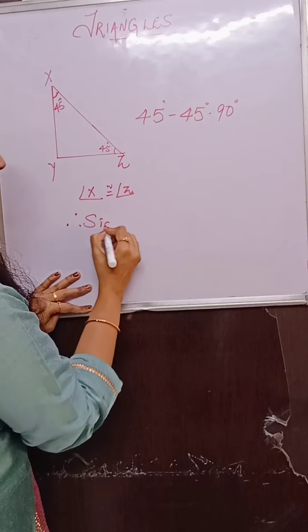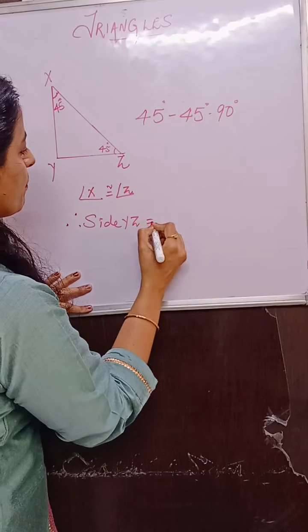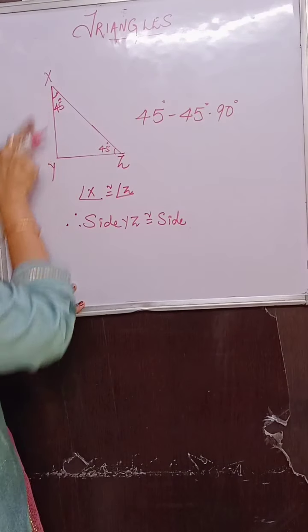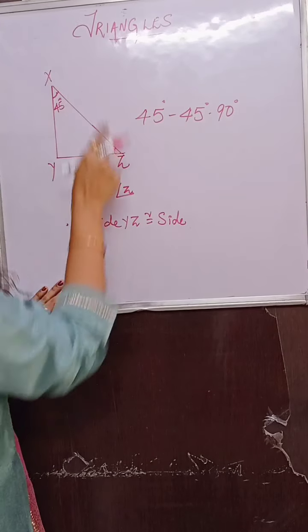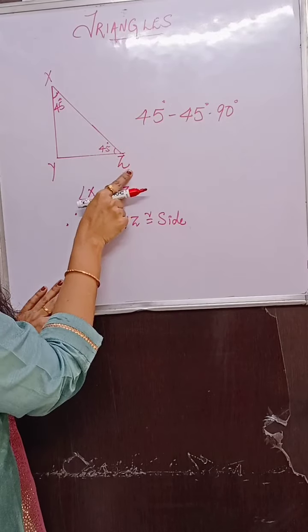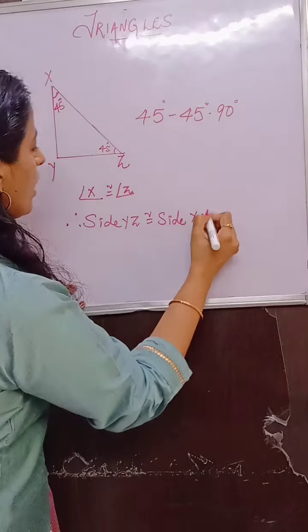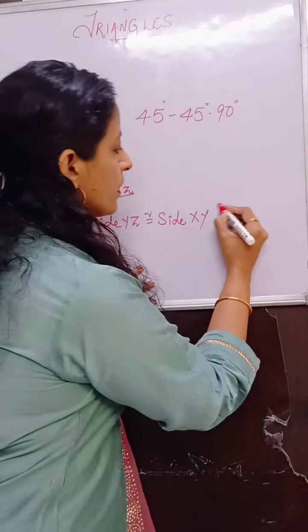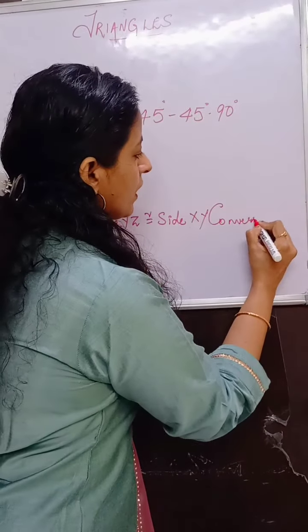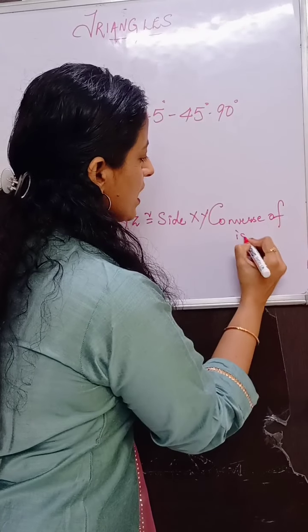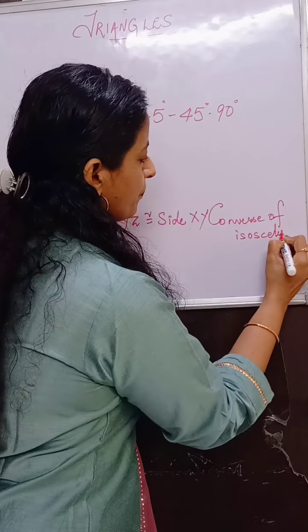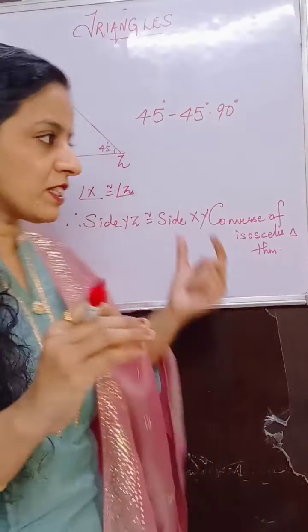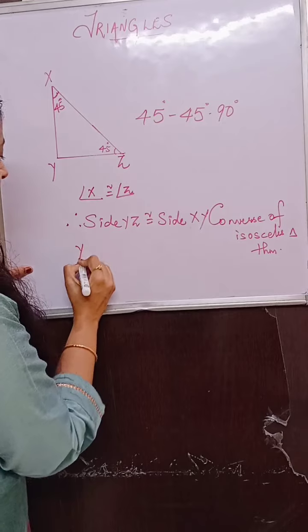Therefore, side YZ will be congruent to the side opposite to angle Z, which is XY. Side opposite to X is YZ. Side opposite to angle Z is XY. So, YZ will be congruent to XY. This you got from the converse of the isosceles triangle theorem.